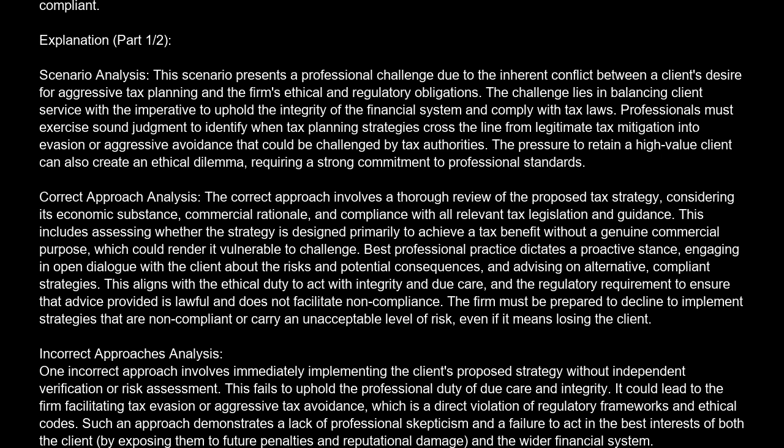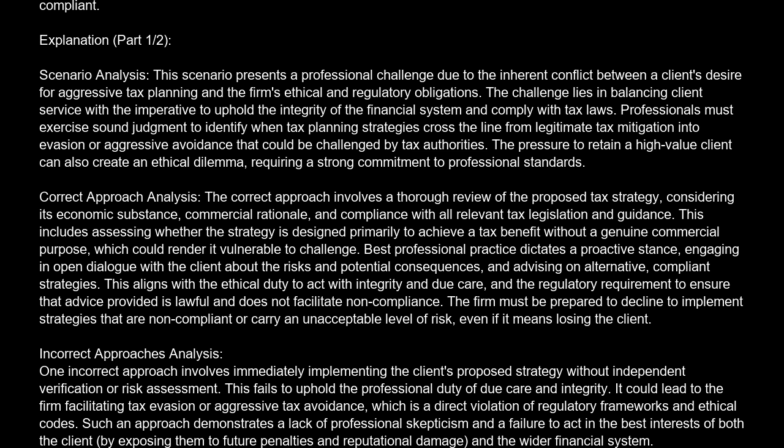The challenge lies in balancing client service with the imperative to uphold the integrity of the financial system and comply with tax laws. Professionals must exercise sound judgment to identify when tax planning strategies cross the line from legitimate tax mitigation into evasion or aggressive avoidance that could be challenged by tax authorities. The pressure to retain a high-value client can also create an ethical dilemma, requiring a strong commitment to professional standards.